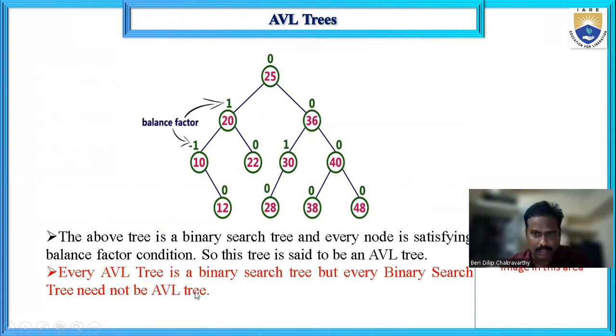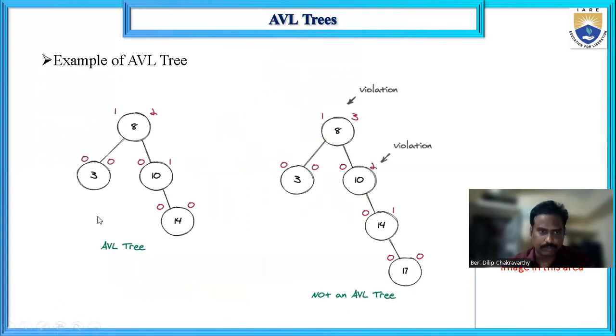Okay, the same thing we have seen in binary search trees. There we said that every binary search tree is a binary tree, but every binary tree is not a binary search tree. Similarly, here every AVL tree is a binary search tree, but every binary search tree need not be an AVL tree.